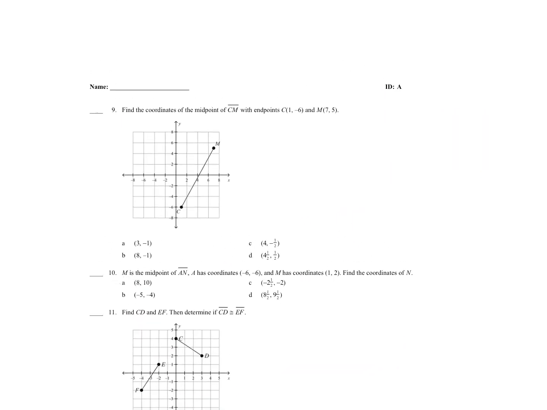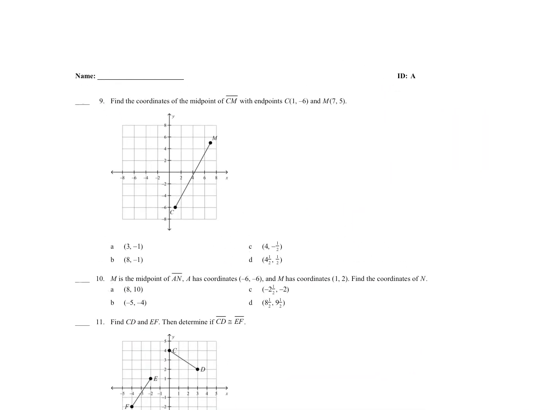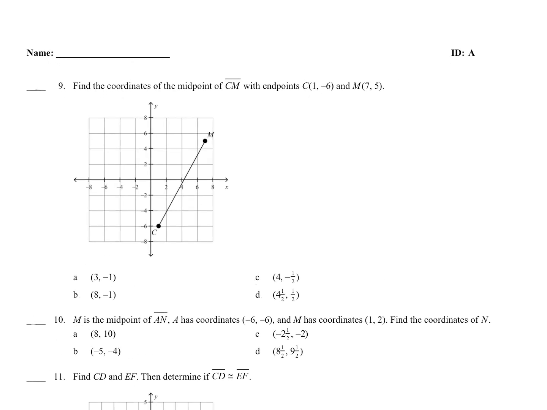All right, number 9. Find the midpoint. So they're giving us the endpoints. So yes, they gave us a diagram, but we could just go ahead and use the formula. So it's going to be x1 plus x2 over 2, y1 plus y2 over 2. I'm going to add this and that. So 1 plus 7 over 2, which is 4. So you could pick your answer right there.